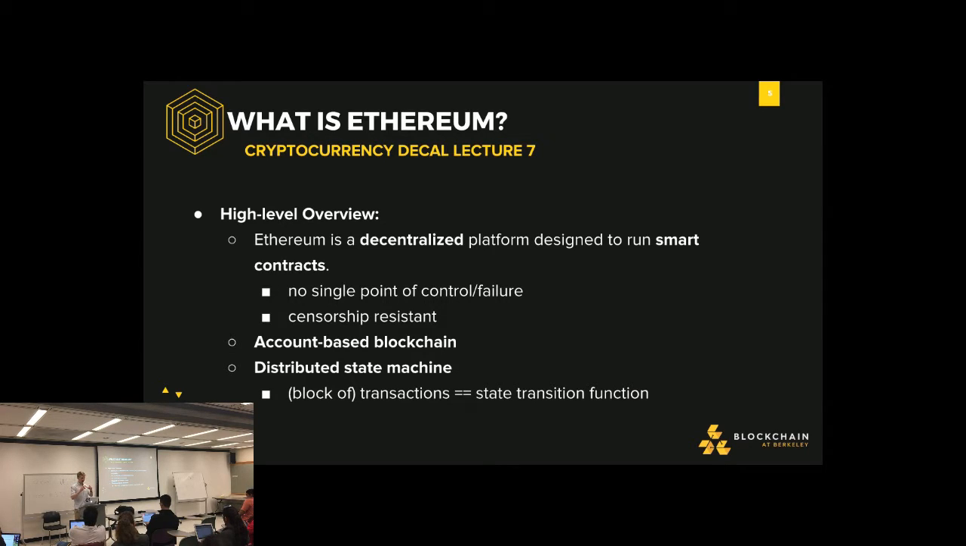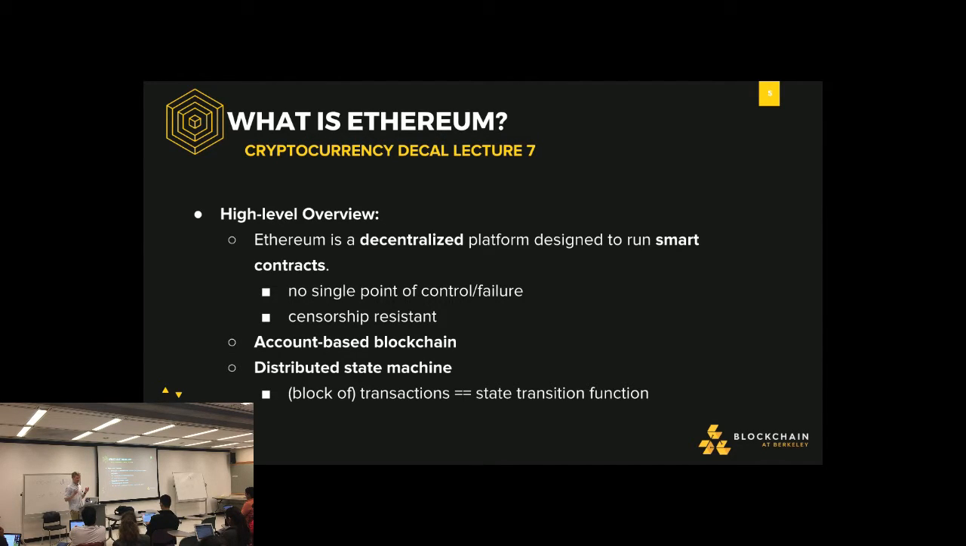Looking at Ethereum from a 10,000 feet high-level overview, Ethereum is a so-called decentralized platform designed to run smart contracts. We're going to go into what smart contracts are in a moment, but we'll leave that for a second. When I say decentralized, it's decentralized in the way that Bitcoin is decentralized, in that there's no single point of control, no single point of failure. If there's a government or large corporation, we generally assume that they can't maliciously target certain actors and prevent them from sending transactions or interacting with smart contracts.